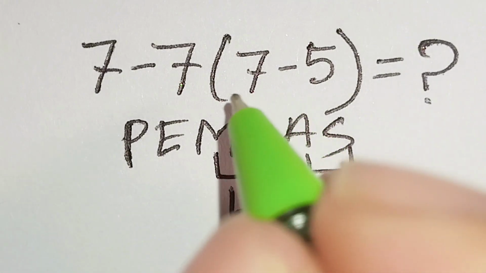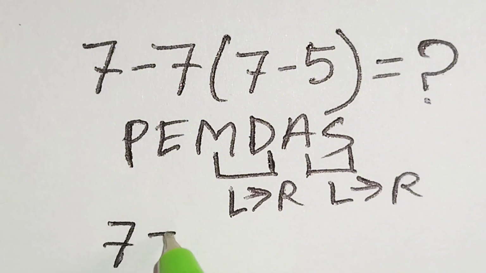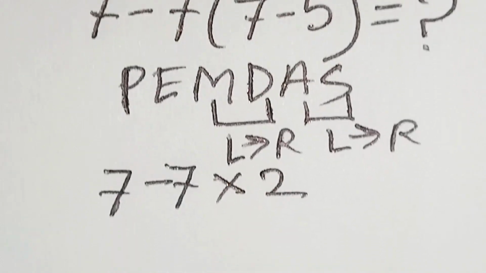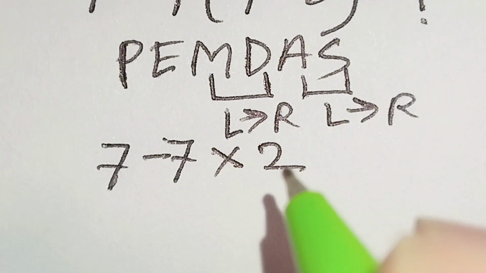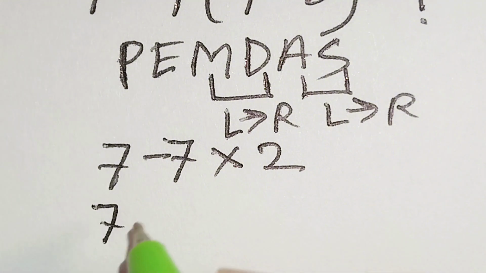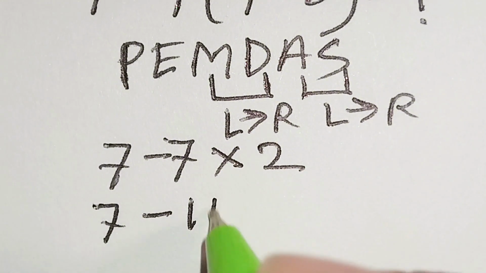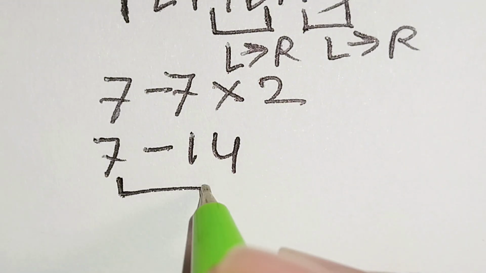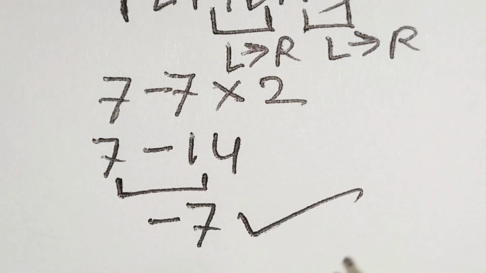Therefore, at first we have to work with this parenthesis. Here this 7 minus 7 multiply this 7 minus 5 gives us 2. According to the order of operation, now I have to work with this multiplication. Here this minus 7 times 2 gives us minus 14. 7 minus 14 gives us negative 7. And this is the correct answer.